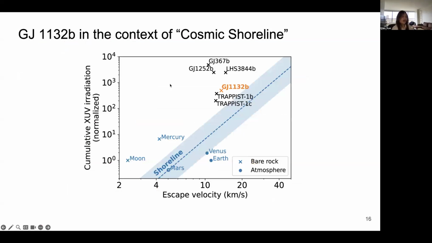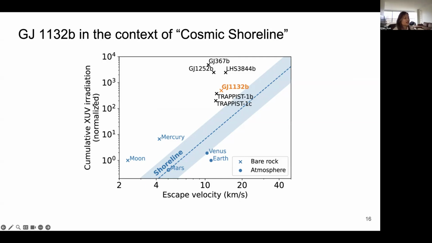And in the end, I also want to discuss GJ1132b in the context of the cosmic shoreline theory. This cosmic shoreline theory suggests that a planet's ability to maintain an atmosphere is based on its predicted escape velocity and its cumulative extreme UV irradiation.